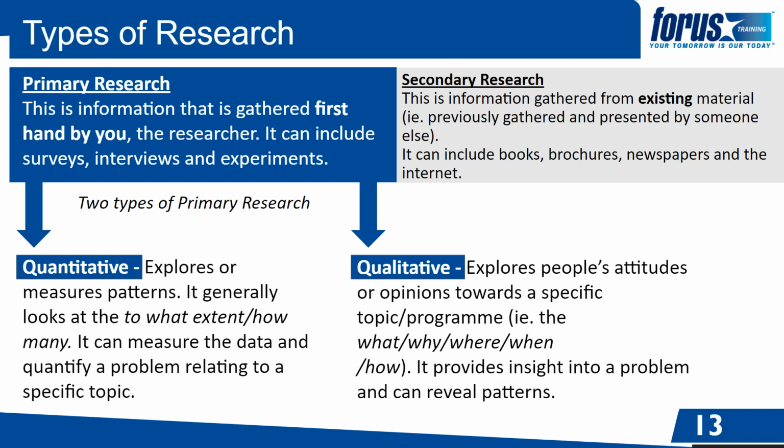There are two primary types of research. Primary research. This is information that is gathered firsthand by you. That's why it's called primary research, the researcher. It can include surveys, interviews, and experiments. The two types of primary research are quantitative, where you explore or measure patterns. It generally looks at to what extent or how many. It can measure the data and quantify a problem relating to a specific topic.